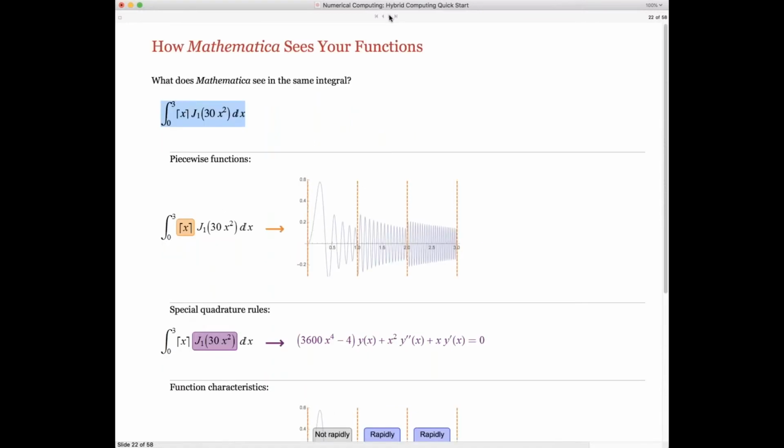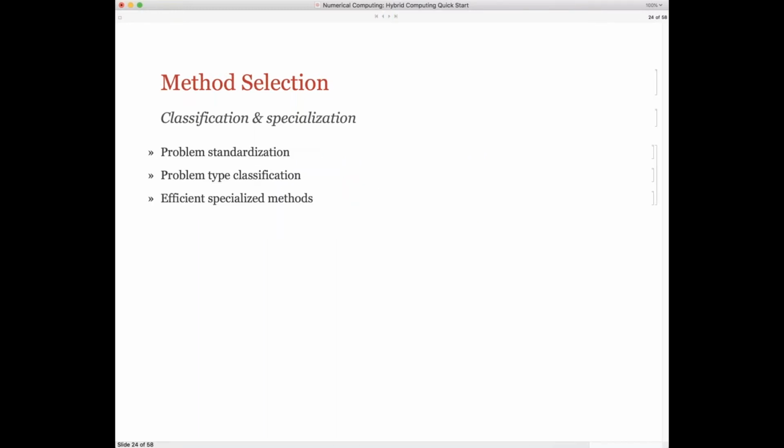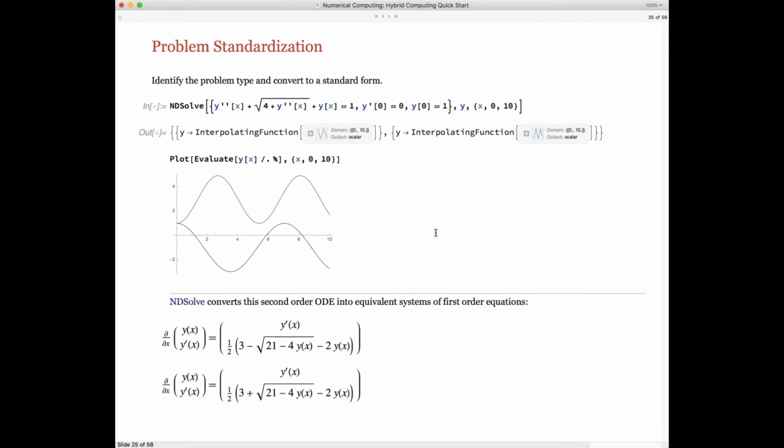Next, I will show examples of how this information is used, beginning with intelligent method selection. I'll talk about converting numerical problems to standard forms, classifying problems and choosing a suitable class of algorithms, and then identifying cases for which more efficient specialized methods can be used. A great example of automatic problem standardization is the function NDSolve for numerically solving differential equations.